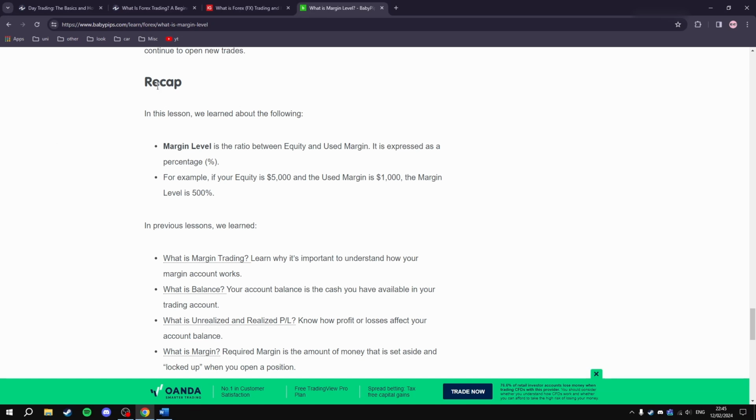Recap. In this lesson we learned about the following. Margin level is the ratio between equity and used margin. It is expressed as a percentage.